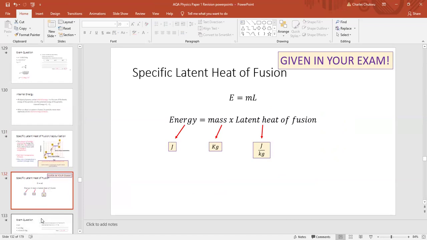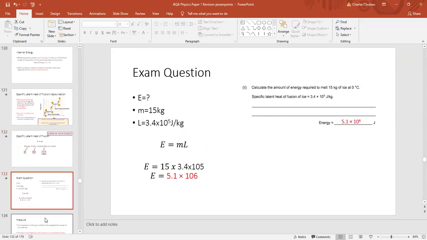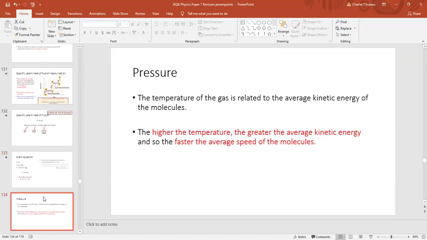So specific latent heat of fusion is given by ml. That's the mass times the latent heat of fusion. This is an example. All right, that's just a quick reference.